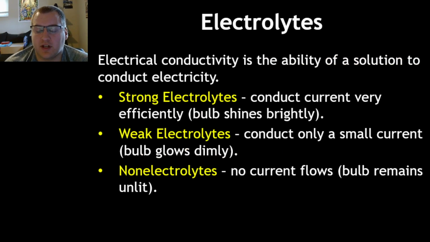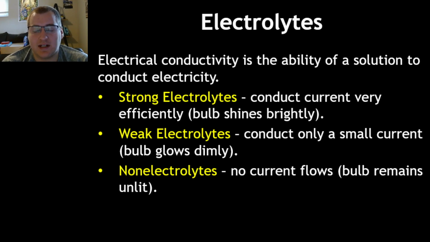Another kind of interesting word here is electrolytes. We talk about this a lot with our diets, like drinking a Gatorade after you work out for the electrolytes. But electrolytes really just means salt, or things that conduct electricity, which is usually salts for our body. Electrical conductivity is the ability of a solution to conduct electricity. We have strong electrolytes, which means they conduct electricity very well. So if you had a light bulb hooked up to a strong electrolyte, it would shine very brightly.